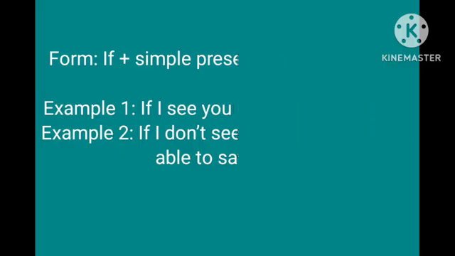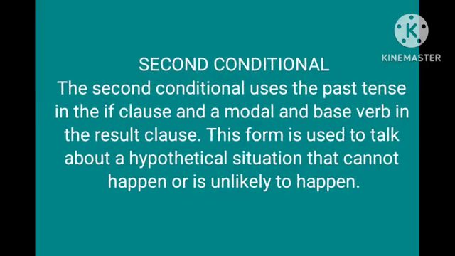Let's see the second conditional. That means conditional sentence type 2. The second conditional uses the past tense in the if clause. Remember, in the first conditional, the if clause is simple present. But in the second conditional, the past tense is used in the if clause, and the modal and base verb in the result clause. The result clause is the main clause, using one of the modals, could, should, would, with base verb, meaning V1.